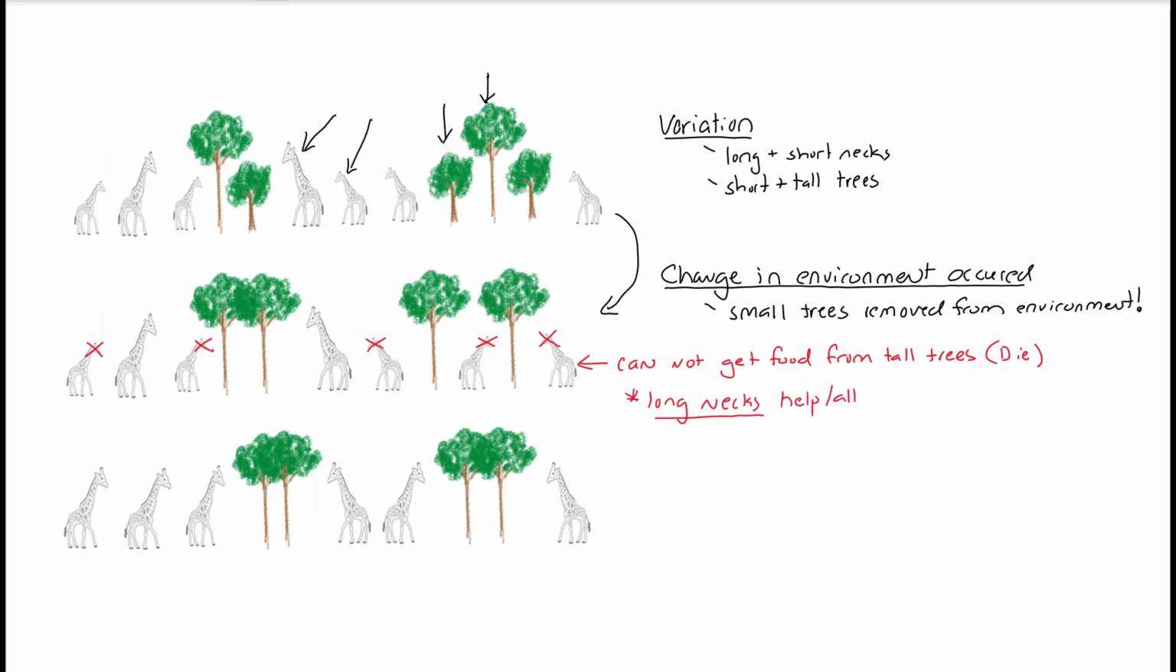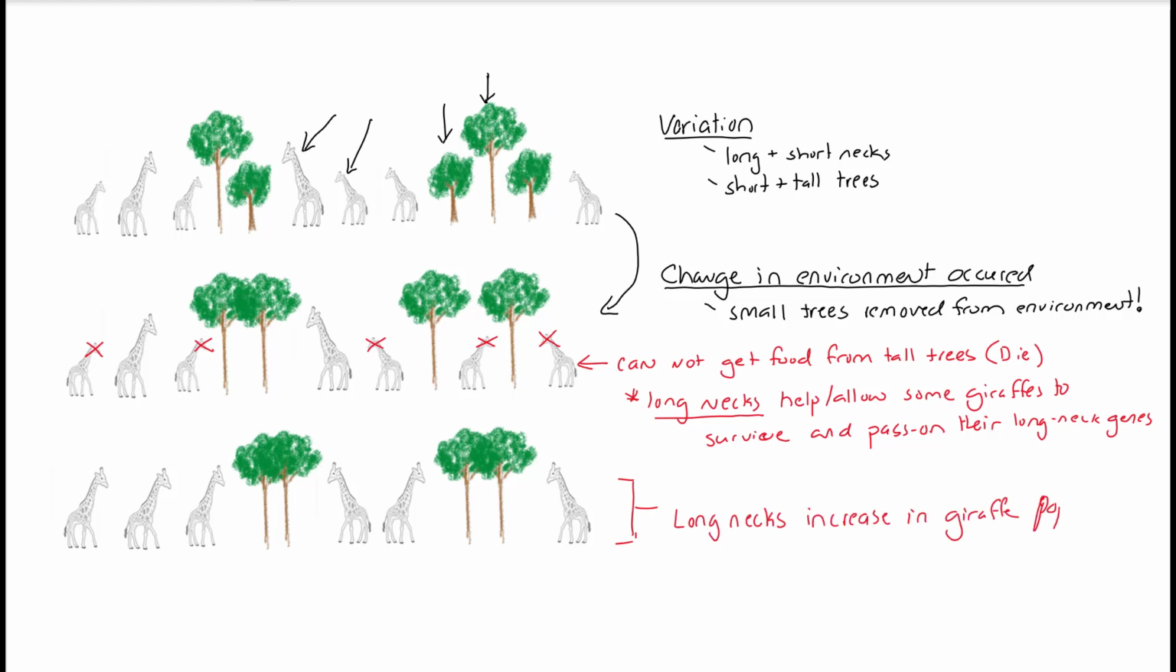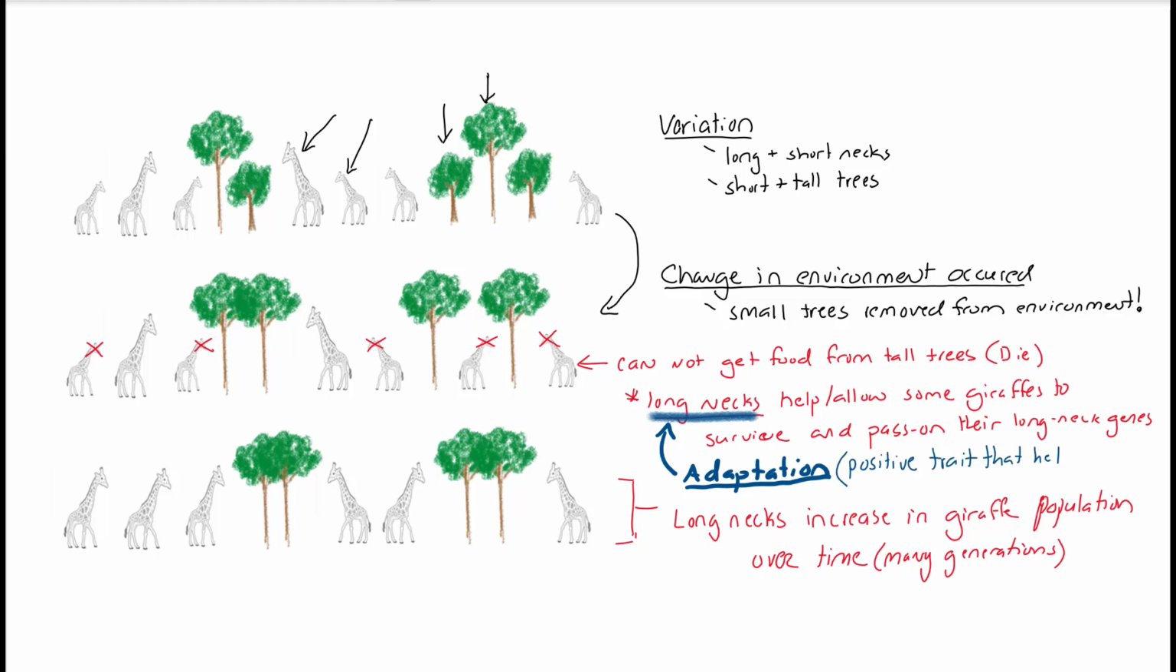The long-necked giraffes, however, having a long neck is a helpful, advantageous trait. This will help them to live long enough to pass on their DNA and thus increasing the frequency of tall-necked giraffes generation after generation. Important to note, having its long neck, since it helped the giraffe survive, it's known as an adaptation. An adaptation is a positive trait that helps organisms survive their environment.